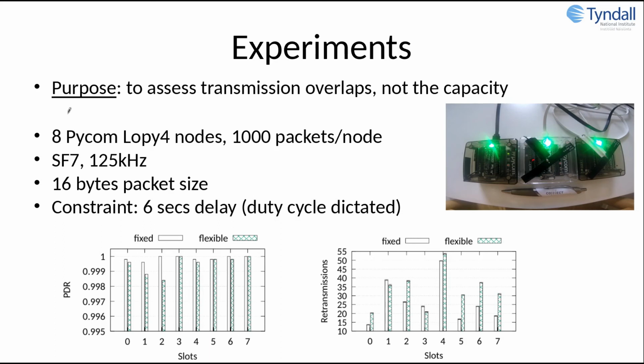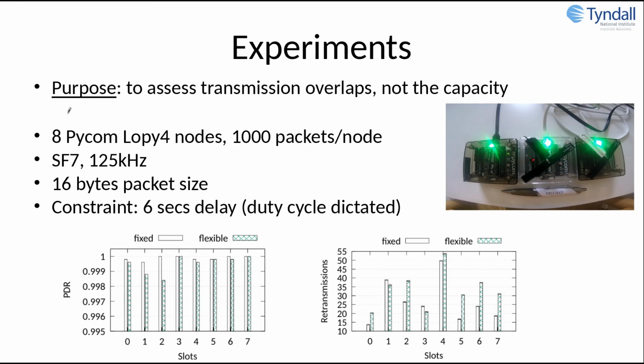So in this particular experiment, we used 8 PICOM LoPy 4 nodes transmitting 1000 packets each. We experimented with spreading factor 7 and a single channel with 125 kilohertz width. Also, the packet size was set to 16 bytes and the transmission rate was about 6 seconds. So this was actually the 6-second delay constraint that we had, that was dictated by the 1% duty cycle rules.